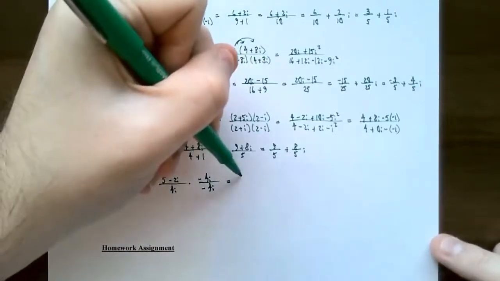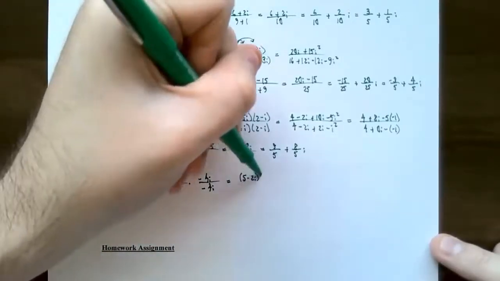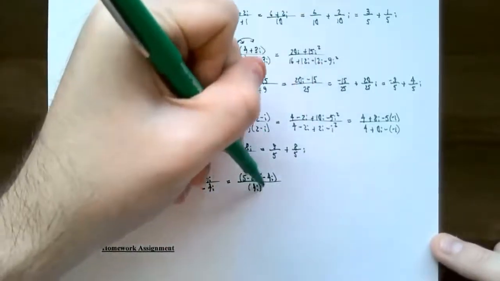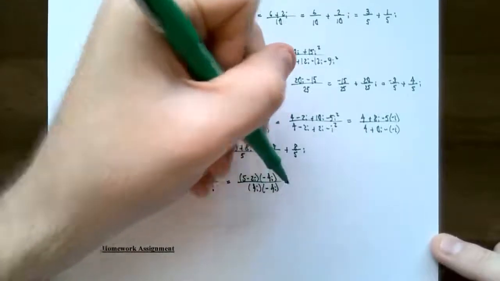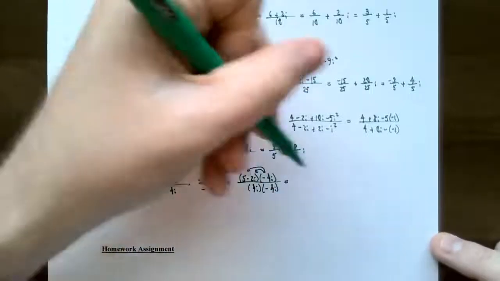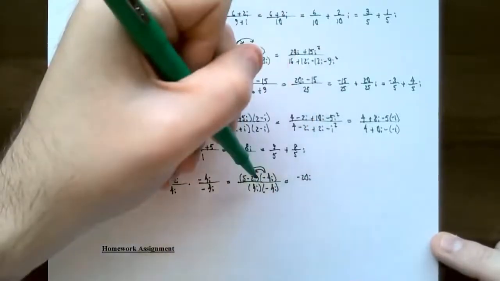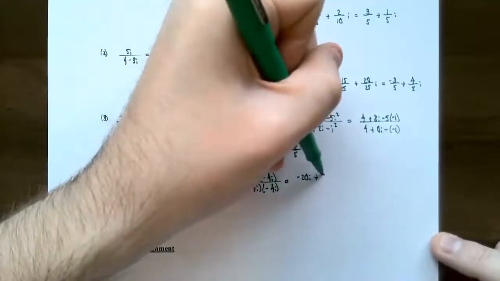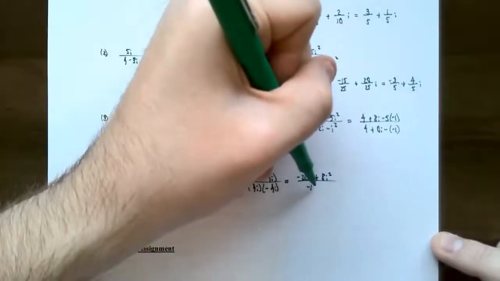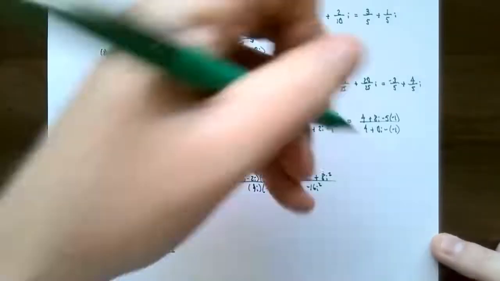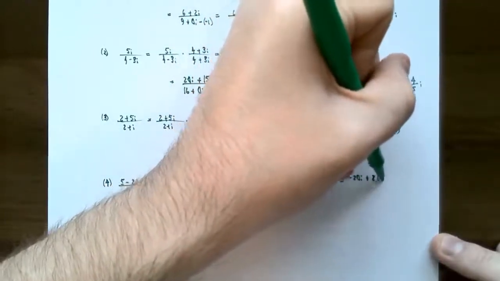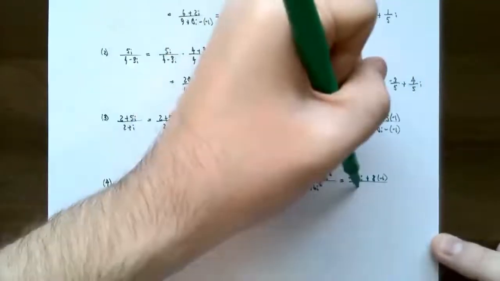So 5 minus 2i times negative 4i divided by 4i times negative 4i in the denominator. So this time we have to FOIL or distribute in the numerator. So negative 4i times 5 is negative 20i. Negative 2i times negative 4i is positive 8i squared. Denominator is negative 16i squared. And so now change the i squares to negative 1: negative 20i plus 8 times negative 1 divided by negative 16 times negative 1.